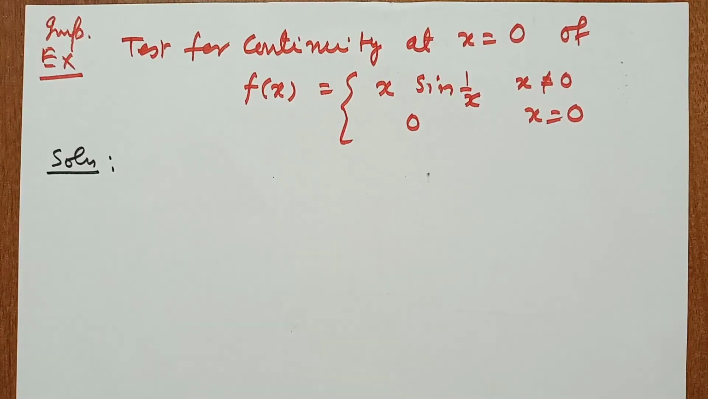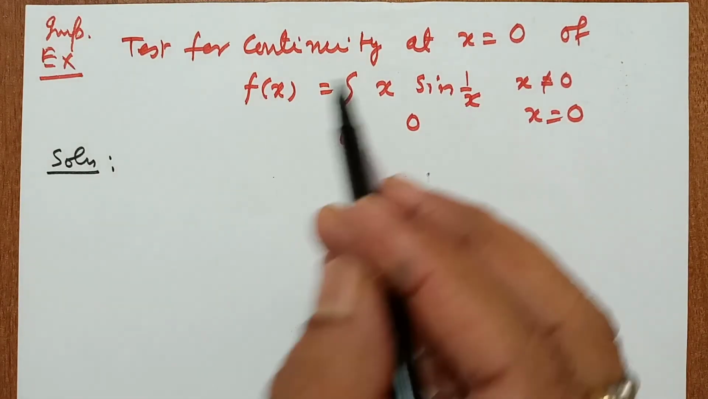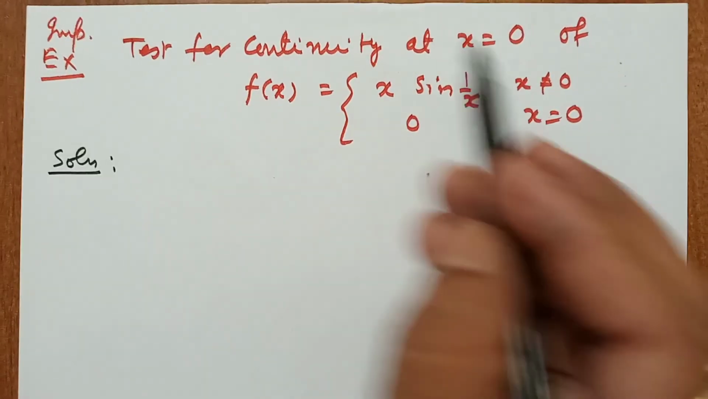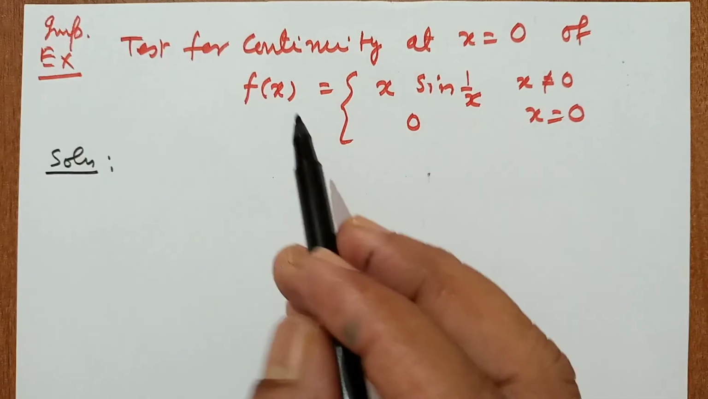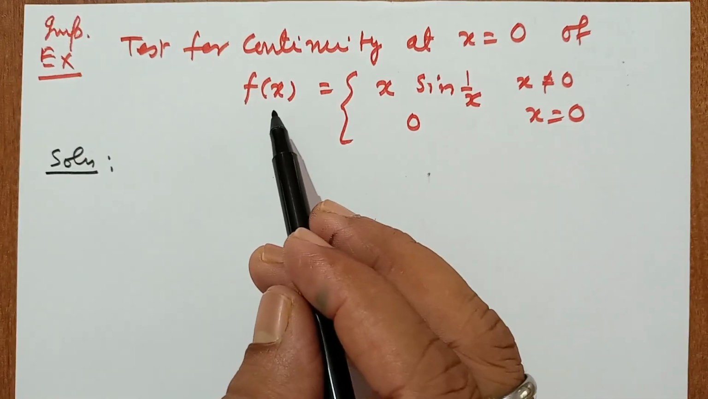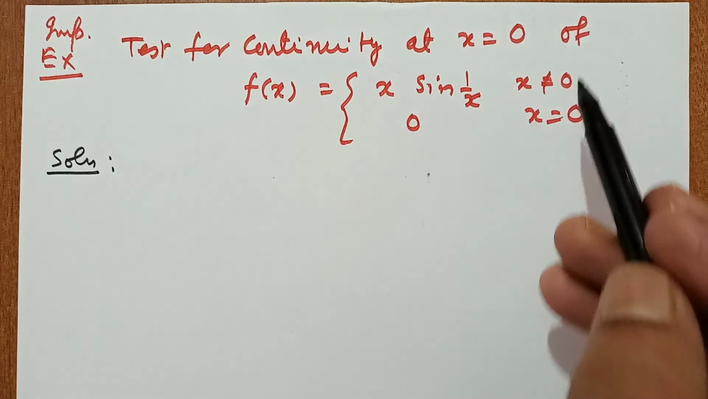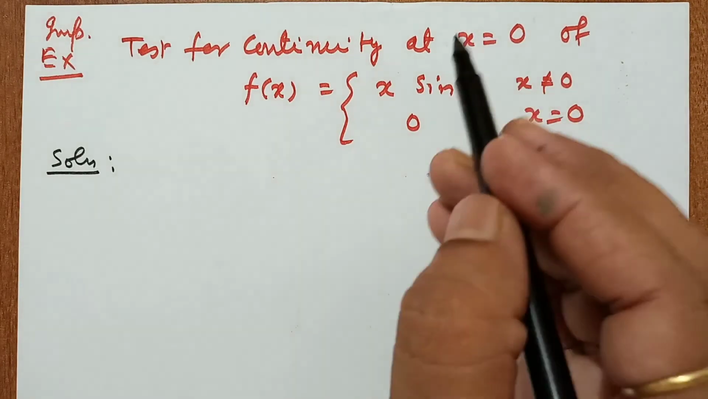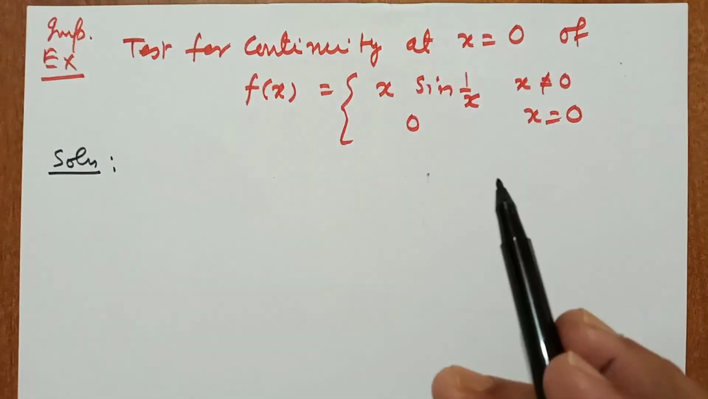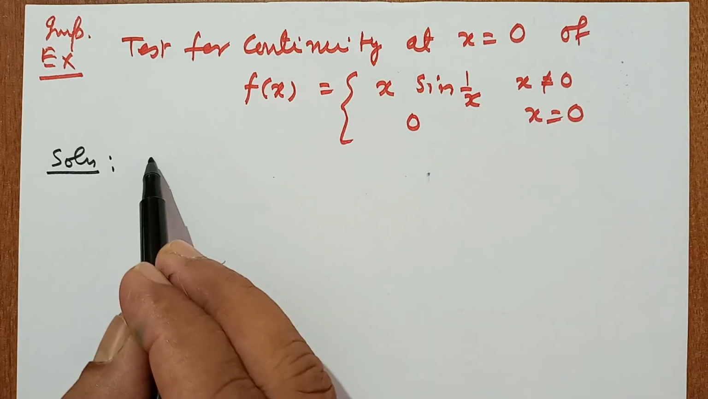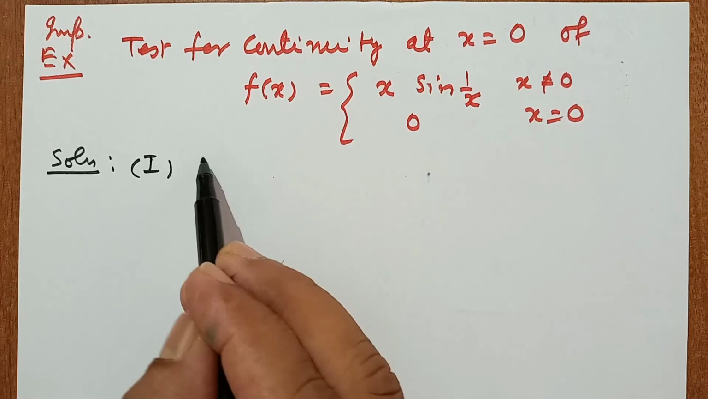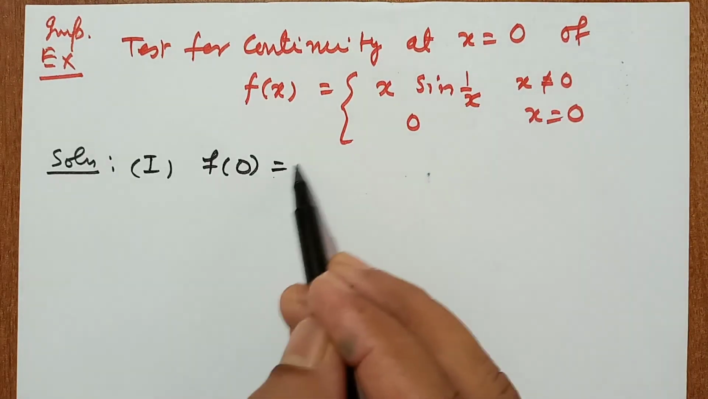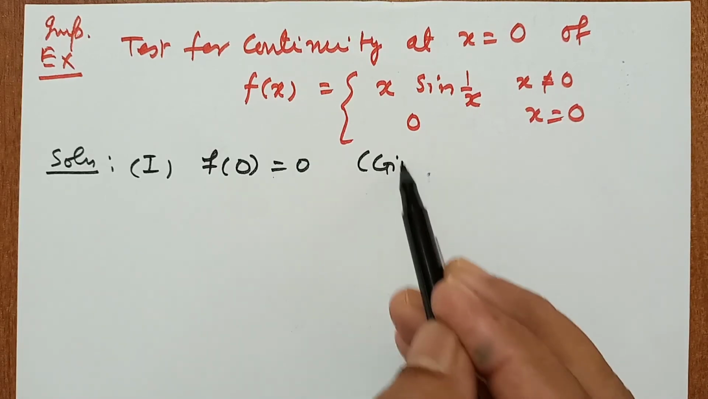So this is an important question. Test for continuity at x is equal to 0. Okay, so this type of question is very important. Here given f(x) is equal to x sine 1 upon x when x not equal to 0, and 0 when x is equal to 0. So test at x is equal to 0 whether this is continuous or not. Okay, so first we calculate the value of the function at x is equal to 0. This is given.